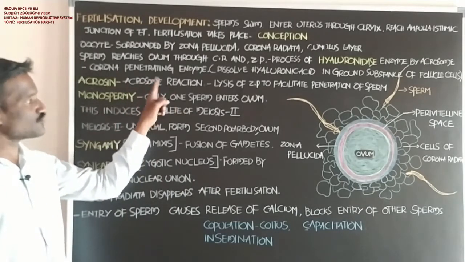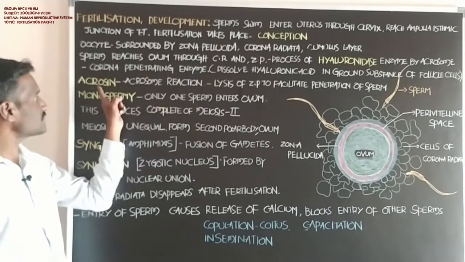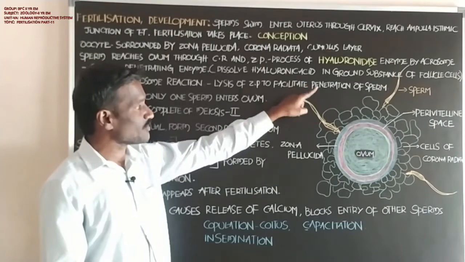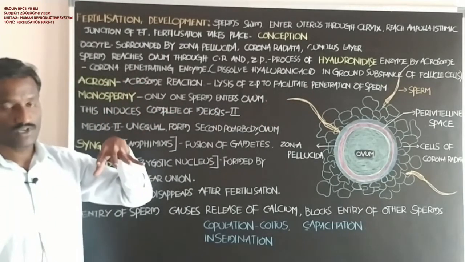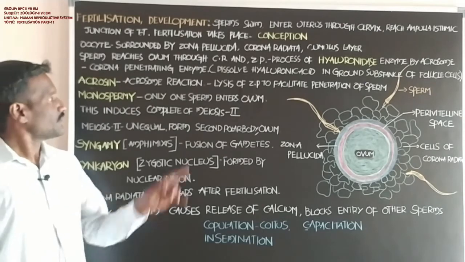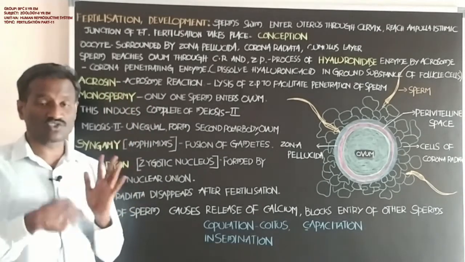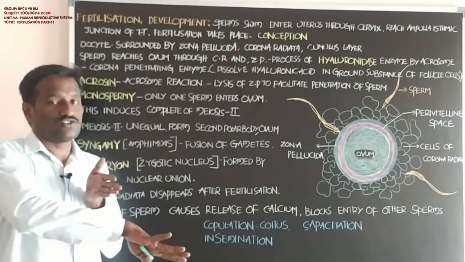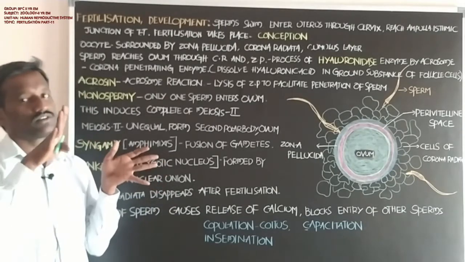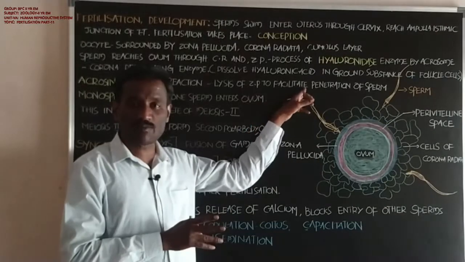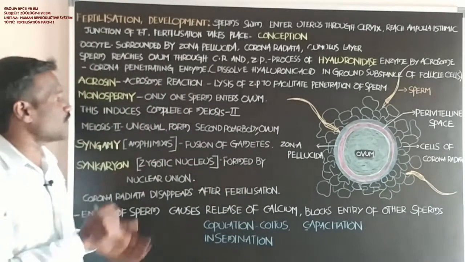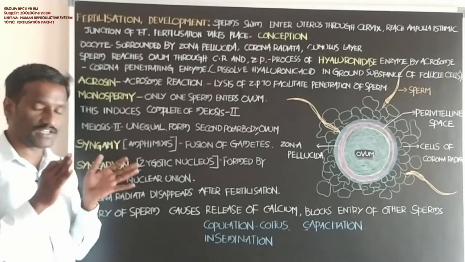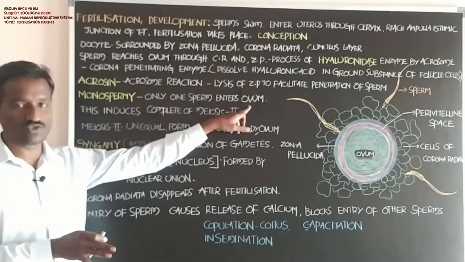What is the acrosome reaction? Acrosin causes lysis of the zona pellucida to facilitate penetration of the sperms into the ovum. Students, acrosin shows the acrosome reaction. That means it lyses the zona pellucida which surrounds the ovum and facilitates penetration of the sperm toward the ovum. Next, what about monospermy, students? Monospermy means only one sperm enters the ovum.